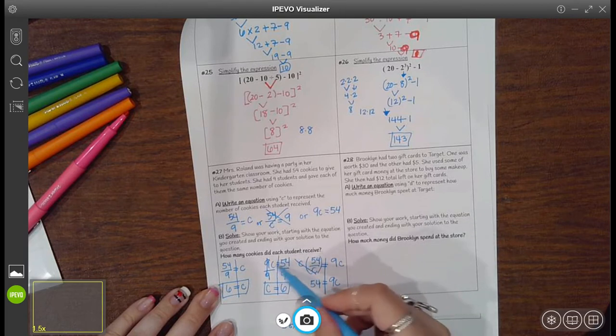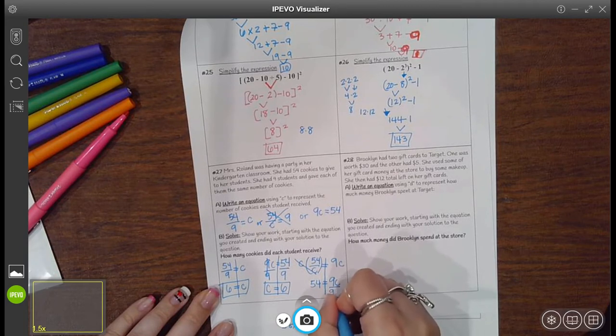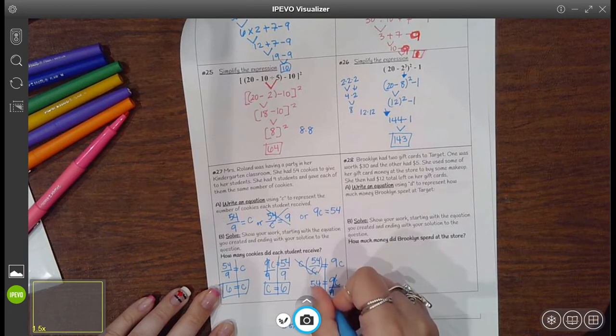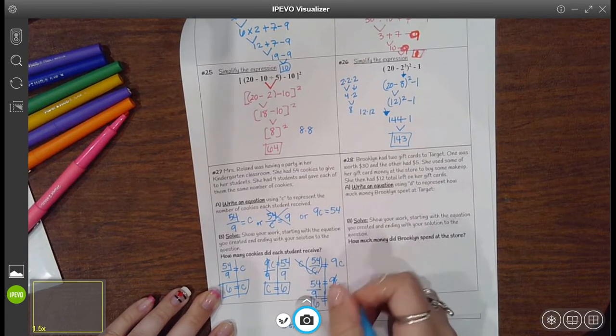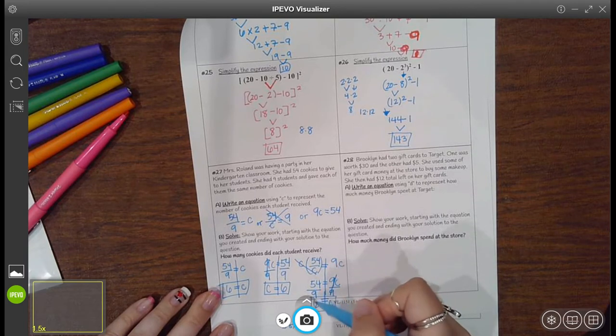And now this looks like almost what I started with over here. So I would divide by 9 to get it to cancel, because 9 divided by 9 is 1, and 1 times c is c. And then you divide this side by 9. 54 divided by 9 is 6. Now, if some of you are like, what just happened? I have no idea. Again, because this is hard. This is for much later, like next year.